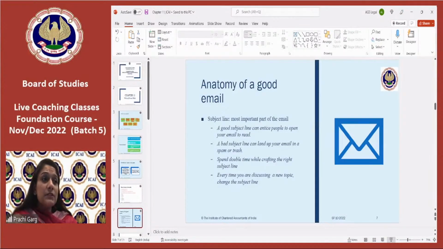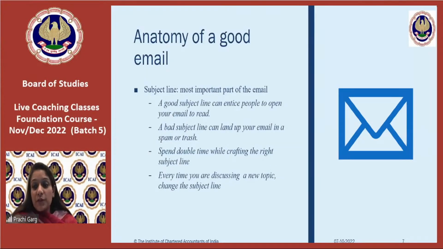Now, what does it take to write a good email? First thing is the subject line. The subject line is the most important part of an email. A good subject line can entice people. Entice people means they can attract people to open your email to read. Now, it may be possible that emails go unread and people just end up deleting your email, which is why a good subject line is very important. Something that makes the person serious about your email.